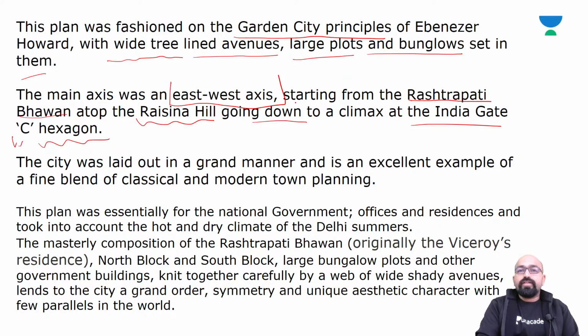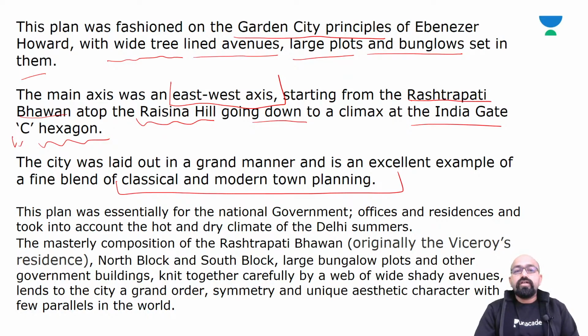Alright, next point, a related feature of the Lutyens zone, that is Lutyens city. The city was laid out in a grand manner and is an excellent example of a fine blend of classical and modern town planning. Now this plan was essential for the national government offices and residences and took into account the hot and dry climate of Delhi summers. The masterly composition of Rashtrapati Bhavan, originally the Viceroy's residence, North Block, South Block, large bungalow plots, and other government buildings knit together carefully by a web of wide shady avenues lends to the city a grand order, symmetry, and unique aesthetic character with few parallels in the world.